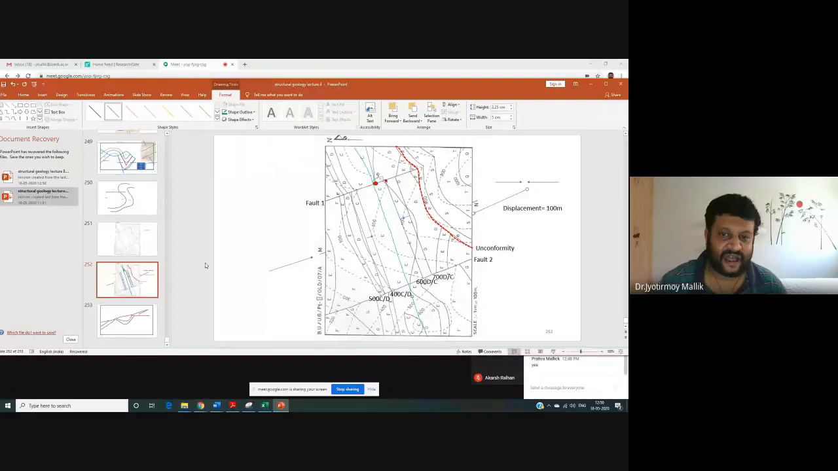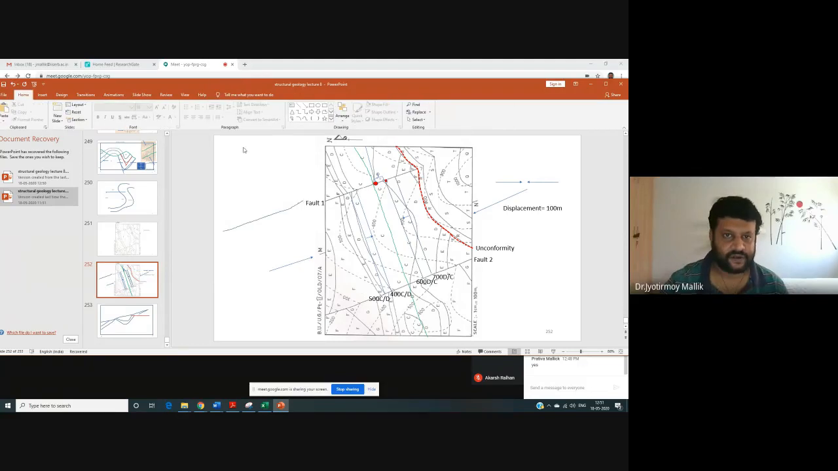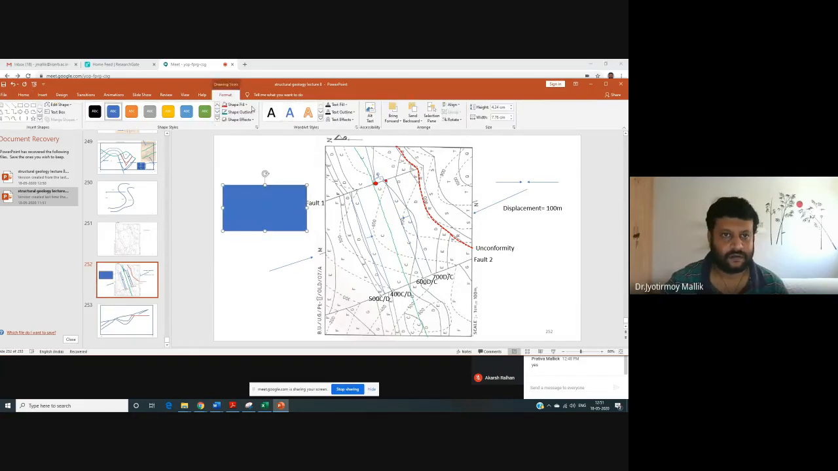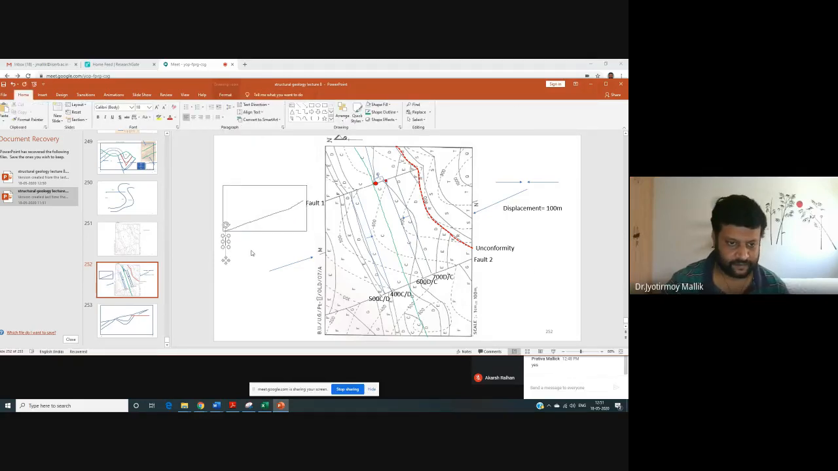Now, if I try to draw the cross section, what I am observing, just by looking at the contour values, is that they start from 400, 500, 600, 700, 800, 900, 1000. So simply there is an increase in topography from M to N. The topography essentially increases from M to N. Are you convinced?